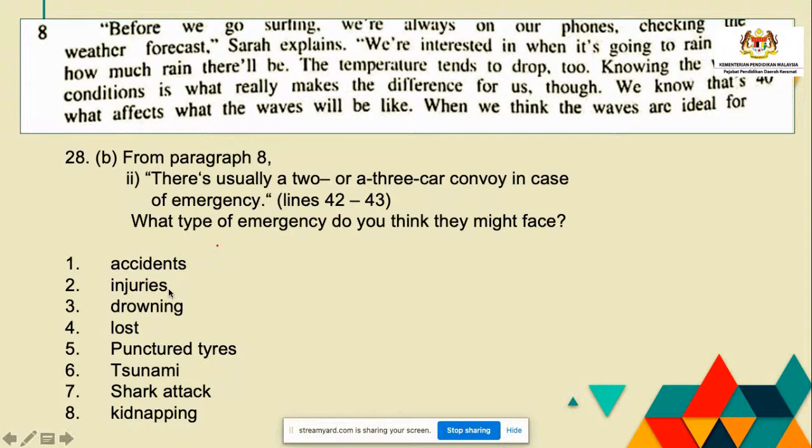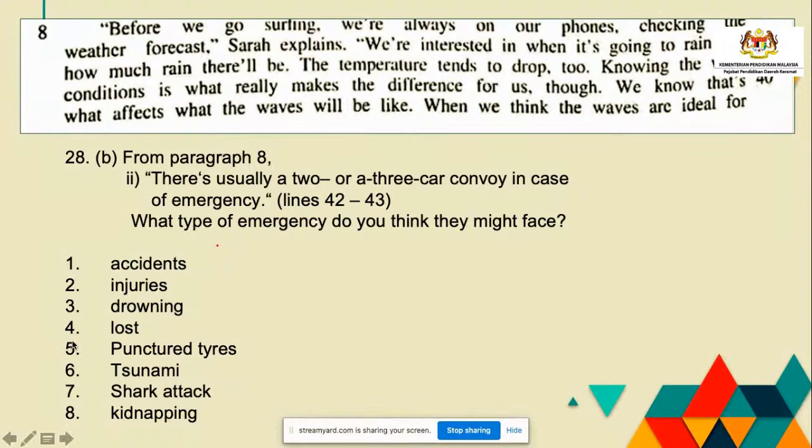What about injuries? The same concept. Nobody wants to hurt themselves. So injuries are also considered an emergency. Okay, drowning. Is drowning an emergency? What do you think? For your information, number 3 is not acceptable because they are surfers. They face big waves. Surely they can swim, right? So that's why number 3 is not acceptable. I want you to be careful. Give a logical answer. Put some thinking. Give yourself time to think first before you answer. One mark is very valuable in SPM.